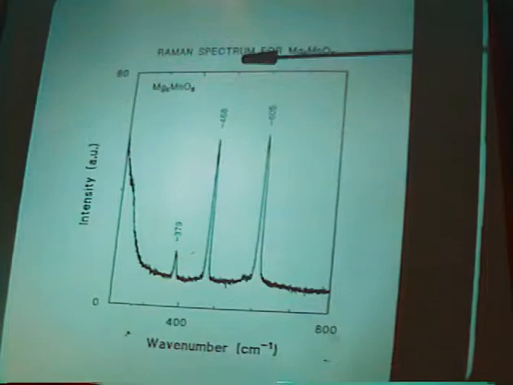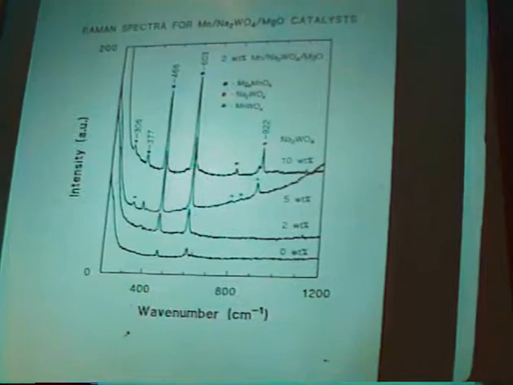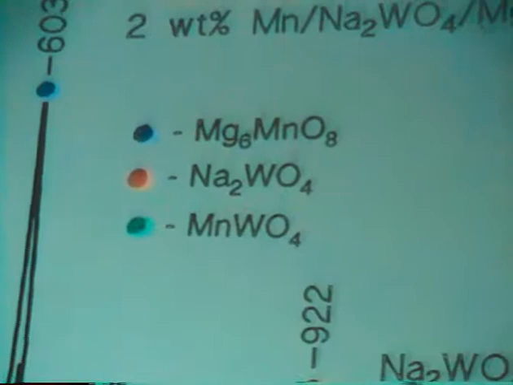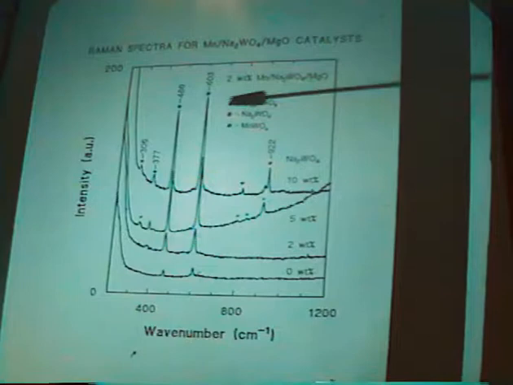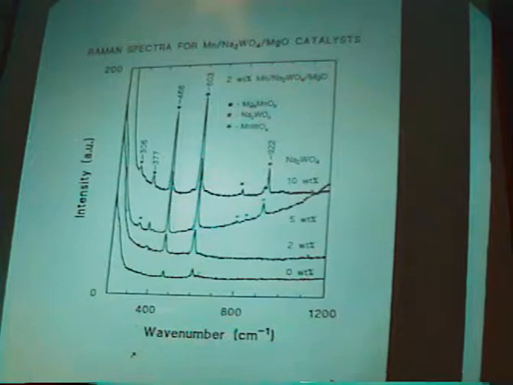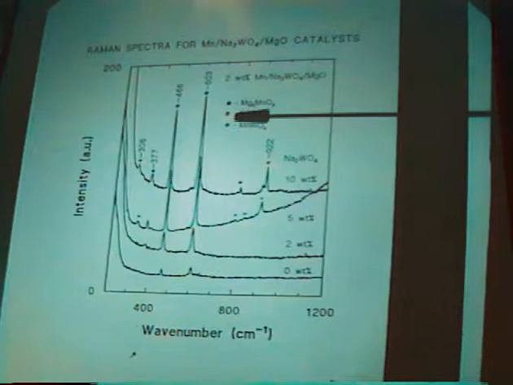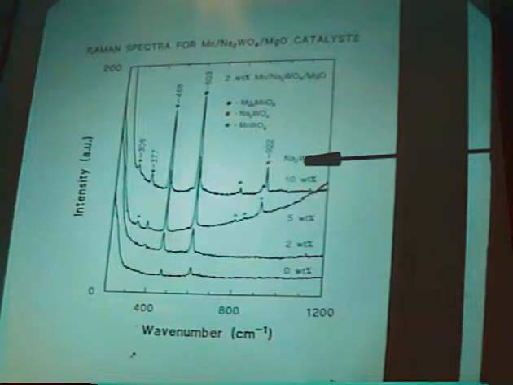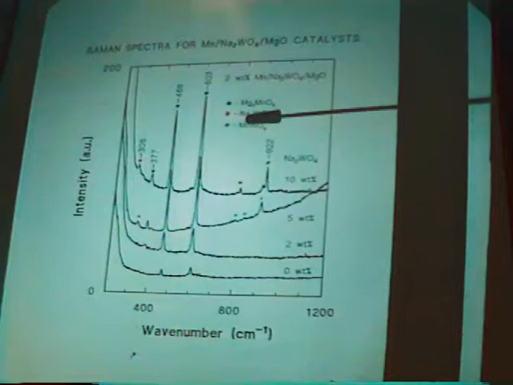And when we prepare the catalyst, what we observe is a complex spectrum, but consisting of several, I think, identifiable components. The bands represented by the blue dots are those clearly for the Mg6MnO8. The bands represented by the red dots are the sodium tungstate. And as one moves up, we're increasing the amount of sodium tungstate in the sample. And the bands represented by the red dots probably are manganese tungstate.